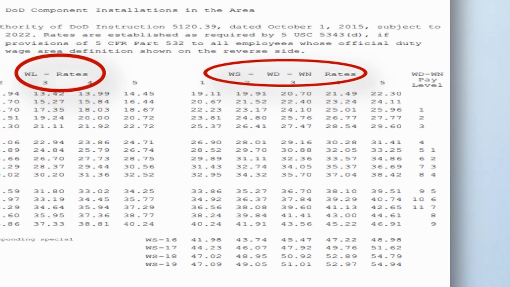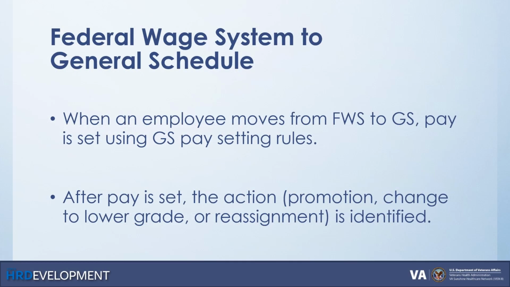The waiting period from step 1 to step 2 is a 6-month waiting period. From step 3 it is an 18-month waiting period, and to go to step 4 and step 5 is a 2-year waiting period. Okay, federal wage system to general schedule.